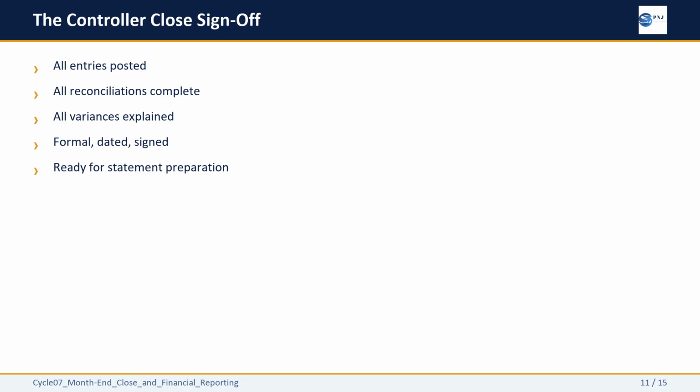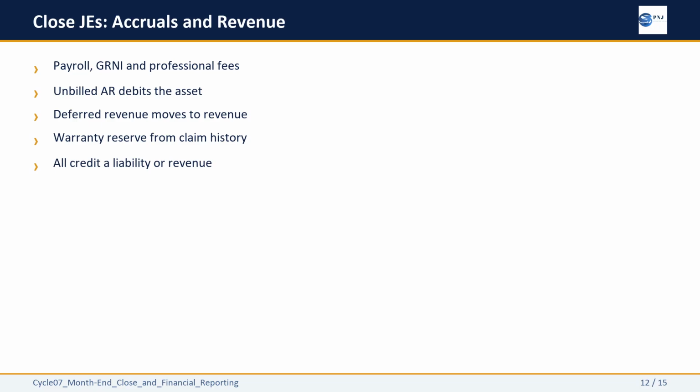It is a key control under the Sarbanes-Oxley Act, abbreviated SOX, which means it is one of the controls auditors test directly. The sign-off is the gate. Nothing moves on to statement preparation until the controller has dated and signed it, taking ownership that the close is genuinely complete. The first cluster of close entries handles accruals and revenue timing.